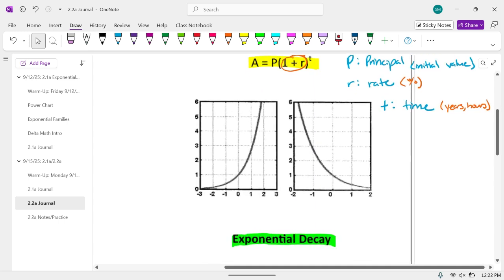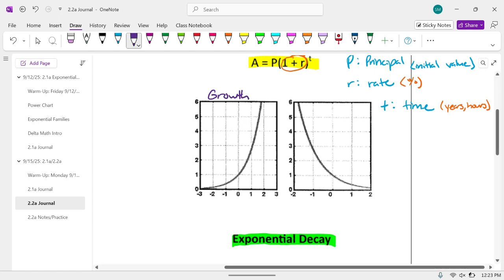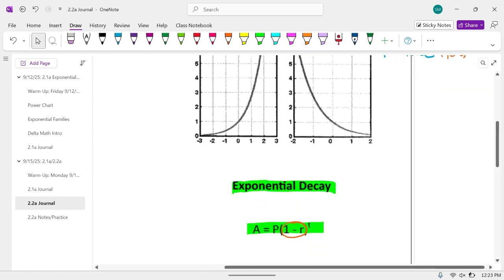Now, one of these graphs here is growth and the other one is decay. So which one do you think is growth, the left or the right? The left. Why? It's increasing. It's growth. We are growing, so it's an increasing graph. And if you think about it, it does fit with what we said about the b value being greater than 1. Because if we're adding 1 to something, it's automatically going to be greater than 1. So that means our other one is decay because it's decreasing. And it makes sense because our b value, which is the 1 minus r, we're subtracting something from 1. It's automatically going to be less than 1.